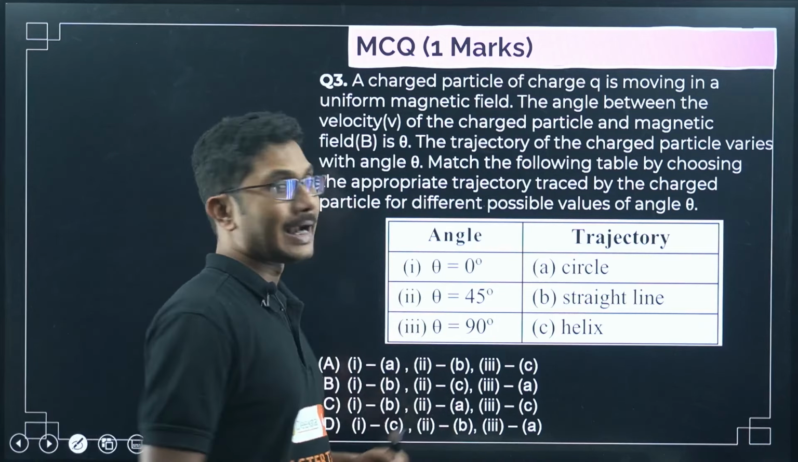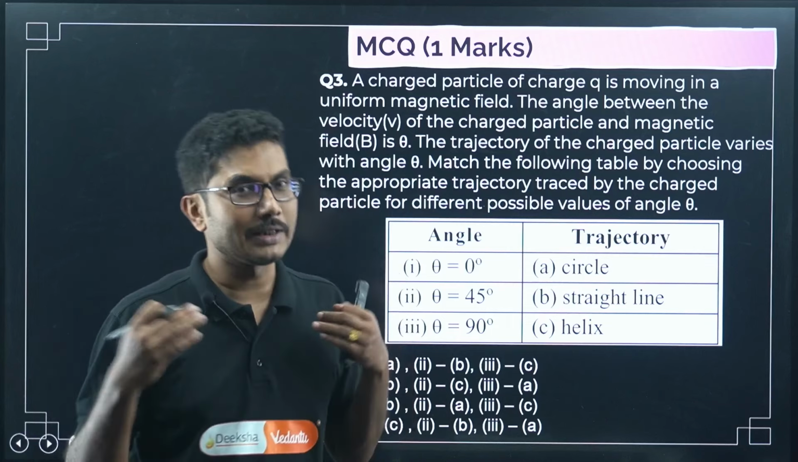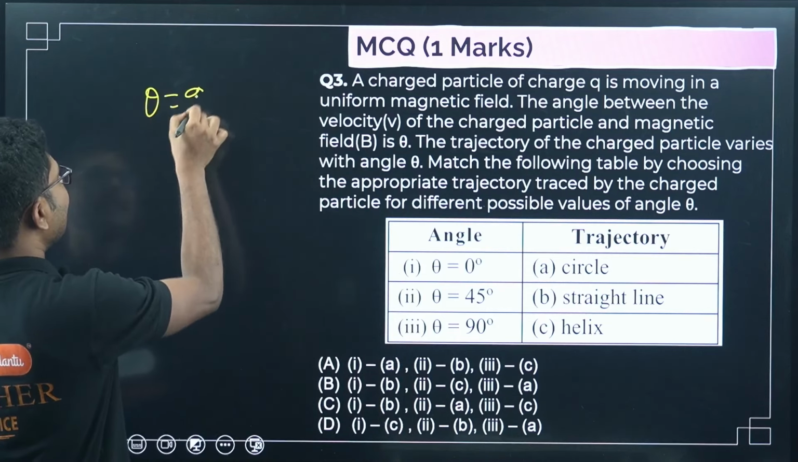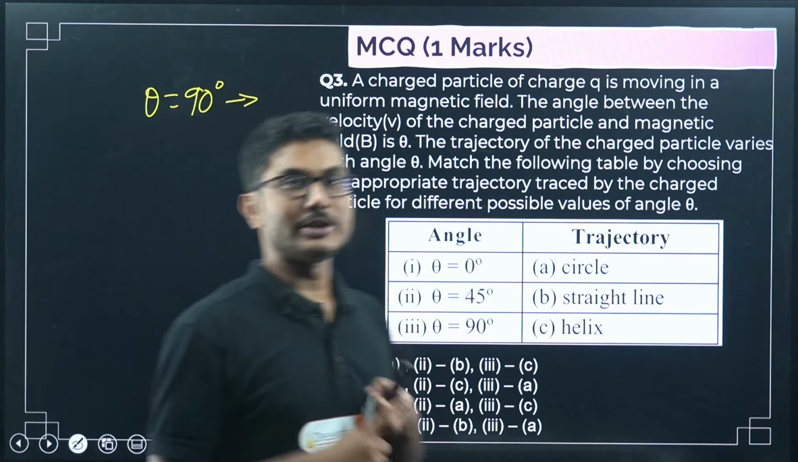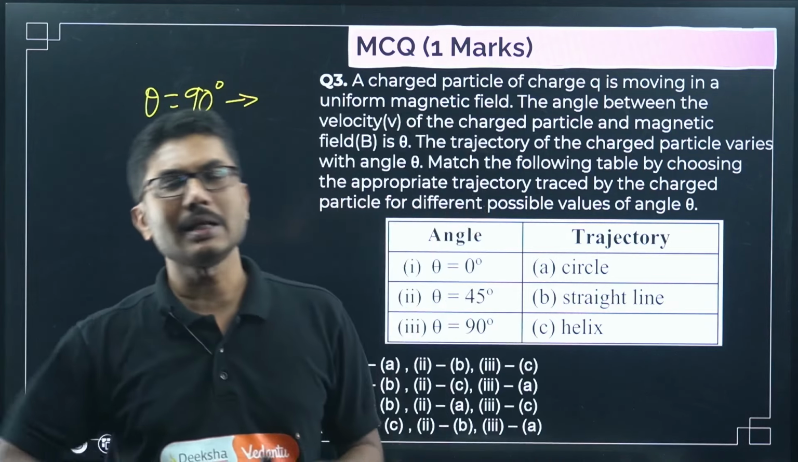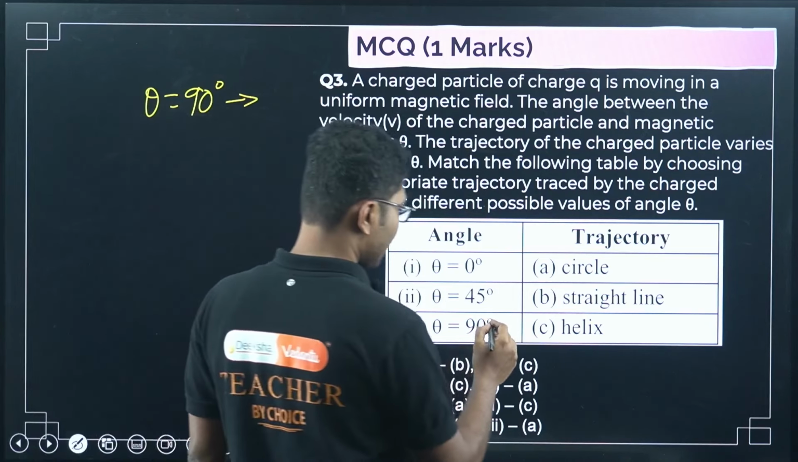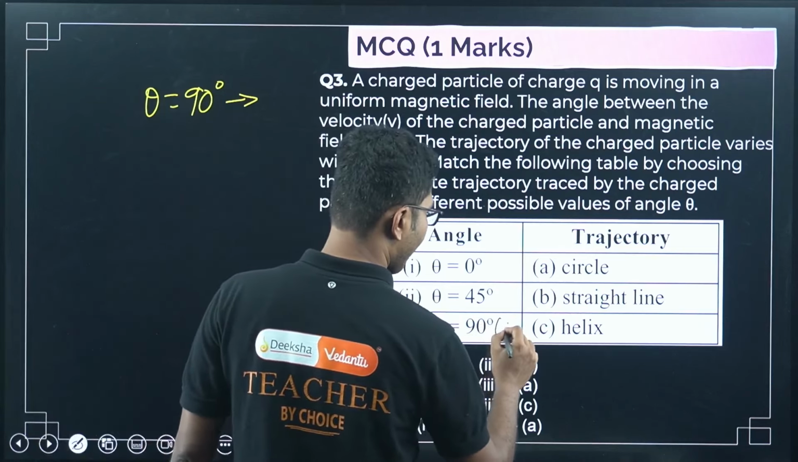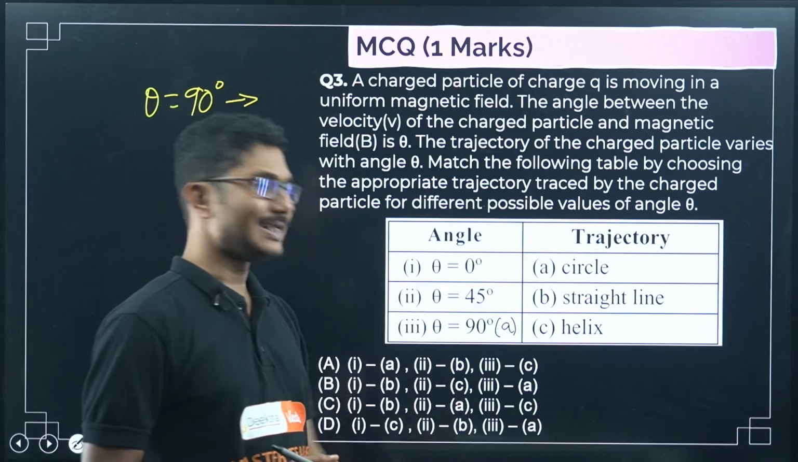So we know that if the angle theta is 90 degrees, it is a circle. This is the first one that we remember. Okay, there is the condition: the magnetic field and the velocity vector should be perpendicular to each other so that it is a circle, right? So first of all, we can easily identify this. So for 3, option A is correct.